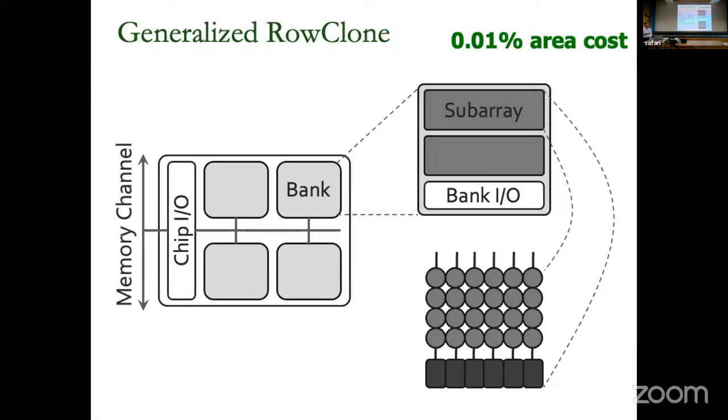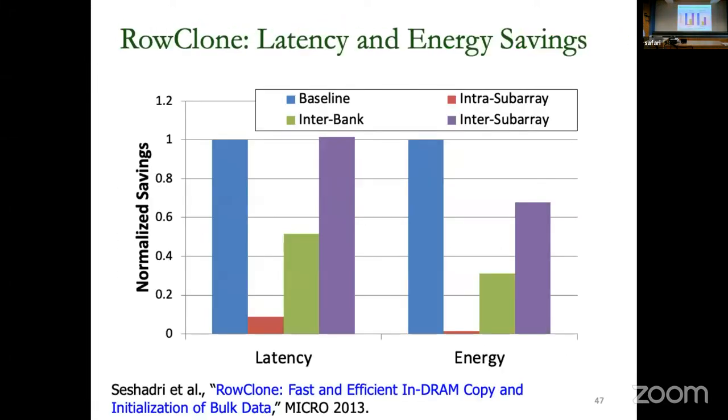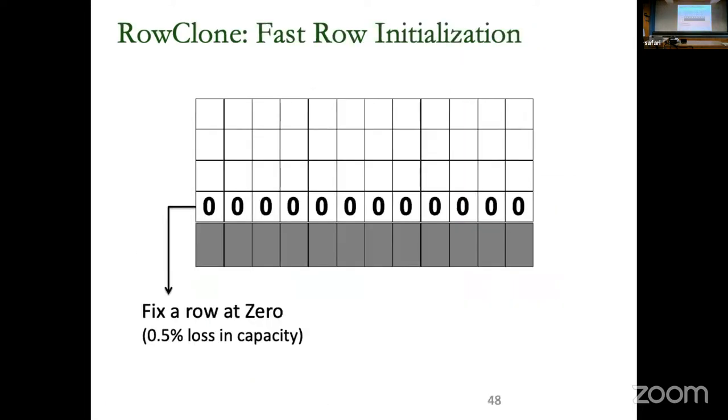So 0.01% on top of a DRAM array, and there are some great benefits as you can see here: 11 times latency reduction compared to your CPU, and 74 times energy savings compared to your CPU. You can also do the same mechanism for initialization.